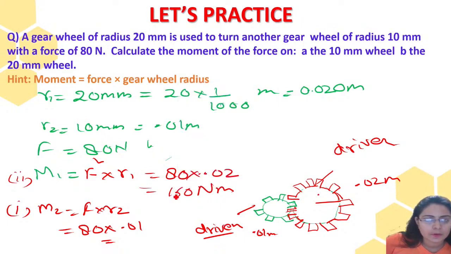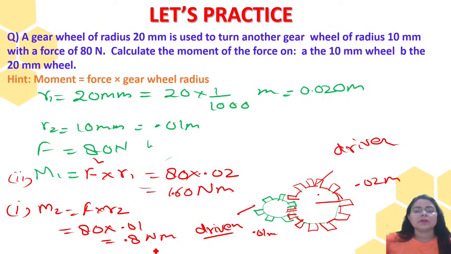It should be 1.6, I think. Okay, so it will be 1.6 Newton meter. And at this point, it will be how much? 80 into 0.01, 0.8. Just half of it. It will be 1.6, it is 0.8 Newton meter. I hope it is clear to you all, guys.